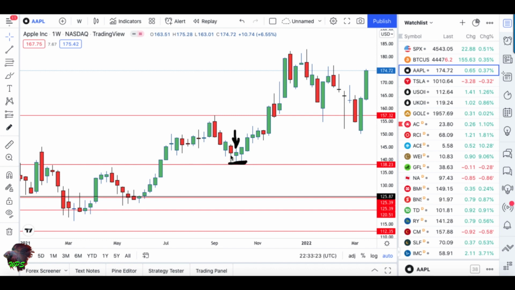So three long wicks here, rejection of the 138, a bullish candle, another bullish candle. So two pin bars right here. This one is a pin bar, this one is an engulfing bar. But regardless, we have a pin bar at the perfect spot. The body of the pin bar is within the previous candle. It touches the line on the bottom, touches this 138.23, and the market just flies off.